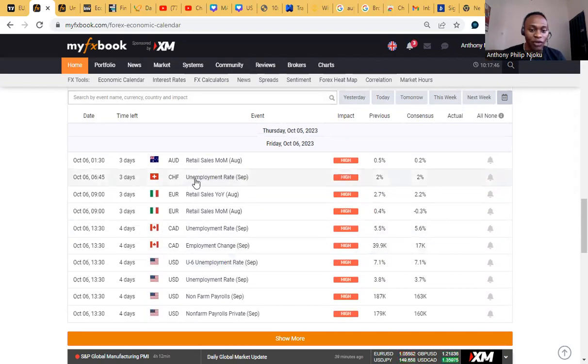Then on Friday, we have unemployment rate for the CAD, retail sales for the euro. I don't think London session will have much reaction, but I think New York session will have much reaction based on the unemployment rate for the Canadian dollar and then the non-farm payroll for the United States, because the market is going to be waiting for that directional move. So you guys should pay attention. We're trading live on Friday as well for the dollar.